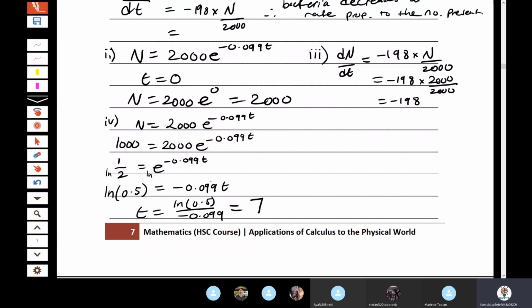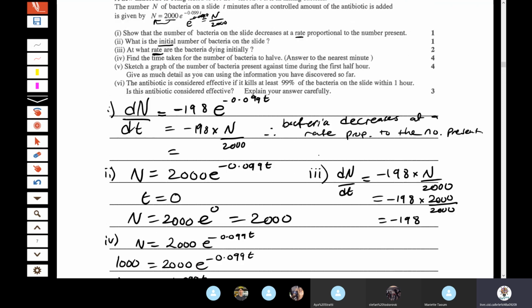Aya, did that all make sense? Yeah, that makes sense. So n is 1,000, divide it, log both sides. This power comes down when you log it, you get rid of your e, and then you divide and sub it in to your calculator and you're done. Cool. That was worth 4 marks apparently in this particular exam.